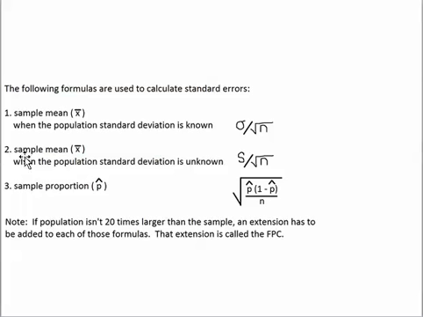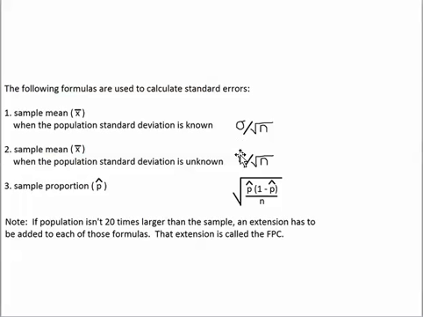Another situation in which a standard error can be calculated is when a sample mean is being calculated to estimate a population mean, and the population standard deviation is not known. When a person is calculating a sample mean to estimate a population mean, the population standard deviation is actually always unknown. The researcher never knows anything about the entire population. So if you're calculating a sample mean to estimate a population mean, this is the real life situation. This is the situation that a researcher would actually be in.